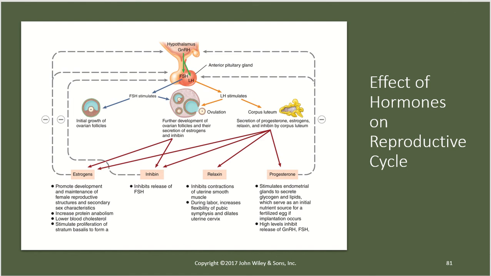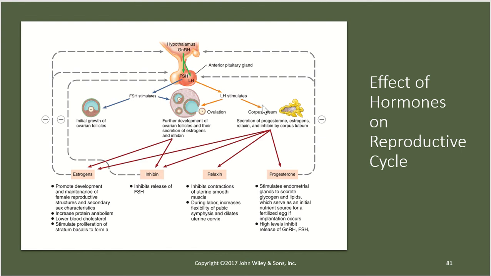So, here we see the negative feedback loops for the various hormones that are associated with the female reproductive cycle and how these hormones are going to impact that reproductive cycle. There's a really nice image here where follicle-stimulating hormone is going to stimulate both the initial growth of our ovarian follicle as well as the continued development of that ovarian follicle, as well as their secretion of estrogen and inhibin. Luteinizing hormone is also going to stimulate this development of that ovarian follicle.